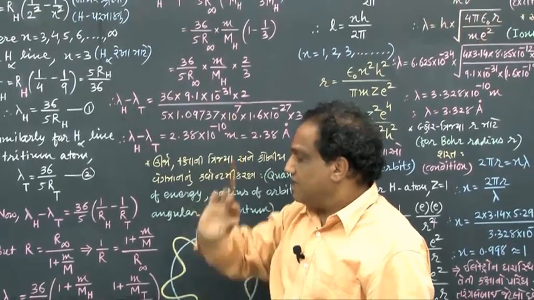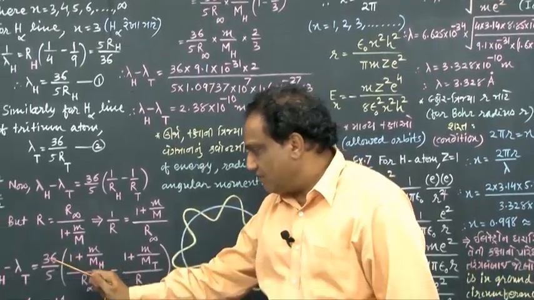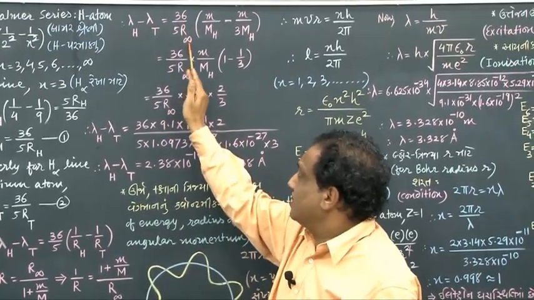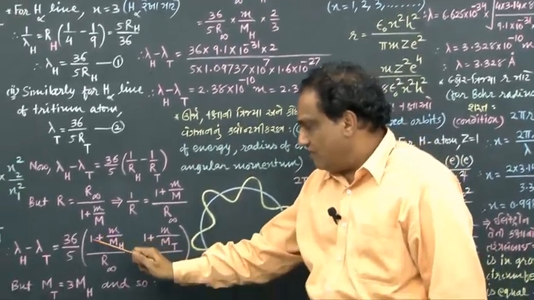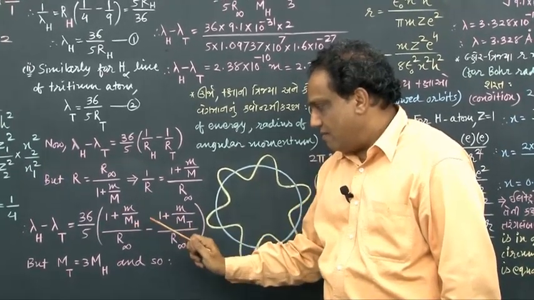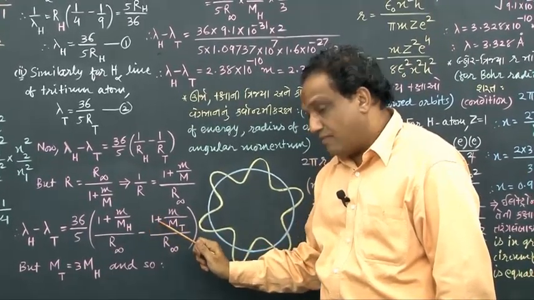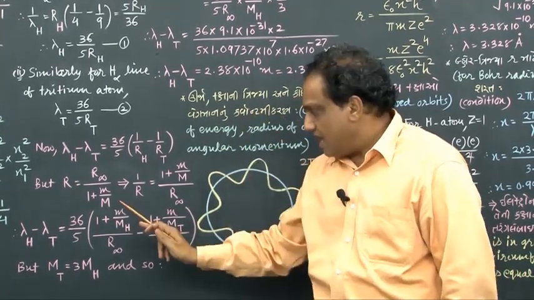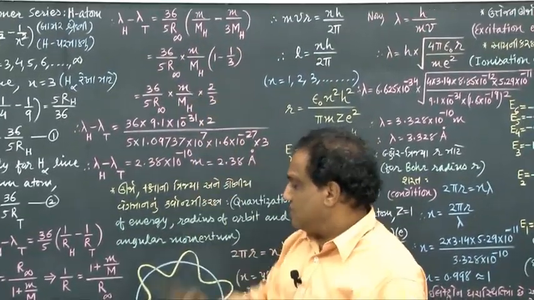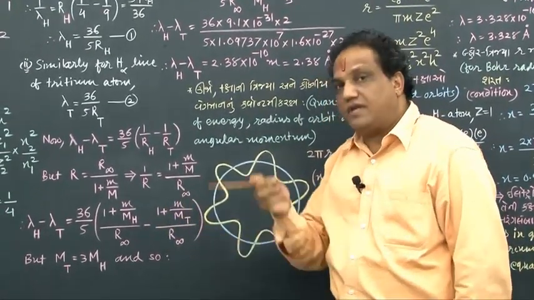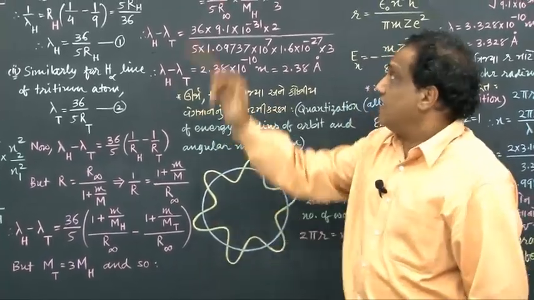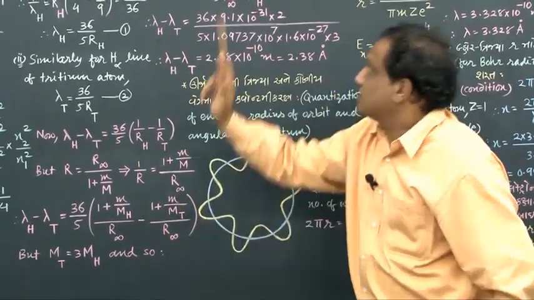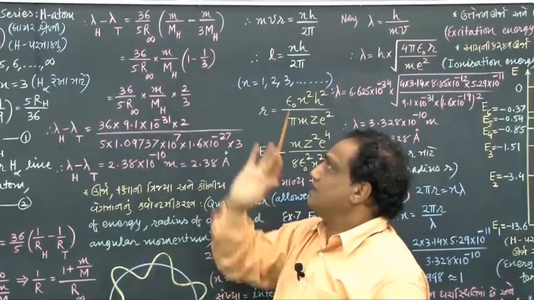Lambda H minus lambda T should be equal to 36 upon 5 into R infinity. Inside the bracket, 1 plus m upon MH minus 1 minus m upon MT. But 1 minus 1 will cancel. So m upon MH minus m upon MT. But MT is how much? 3 into MH. MT is 3 into MH.